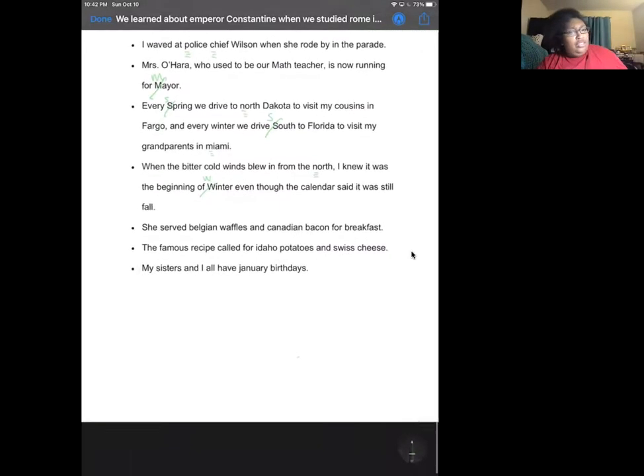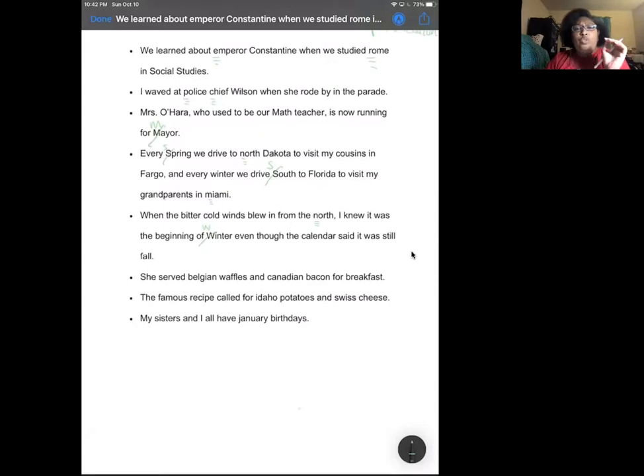Okay, moving on. She served Belgian waffles and Canadian bacon for breakfast. First of all, that sounds delicious. Secondly, we have some interesting things here. What we have here are proper nouns and adjectives, right? So the actual name of those waffles is Belgian, right? So Belgian is capitalized. The actual name of that bacon, which actually isn't really bacon, it's really just a big slice of ham, really, is Canadian. So it's Belgian waffles, Canadian bacon.